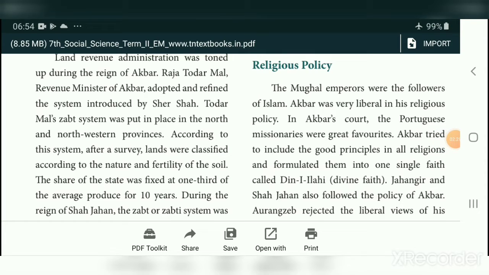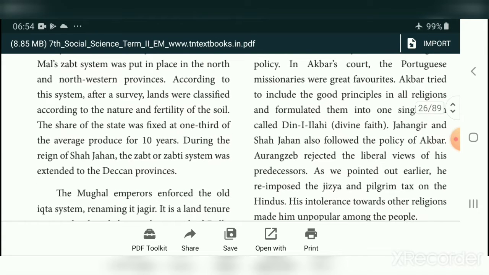Raja Todarmal's Zapt system was put in place in the north and northwestern provinces. According to the system, after a survey, lands were classified according to the nature and fertility of the soil. That means first they undertook a land survey to identify which is fertile land, which is medium fertility land, and which is non-fertile land. Like that, they classified the land. After the survey, they fixed the tax according to its fertility.